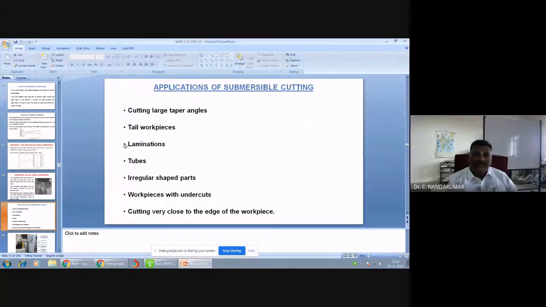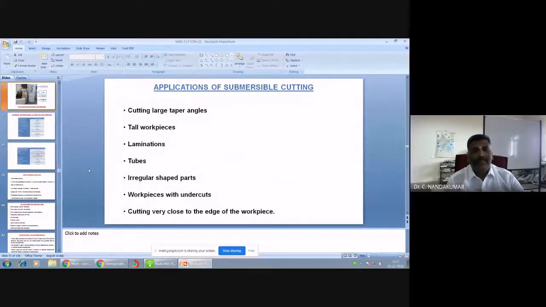So the application of submersible cutting is cutting taper angles. In dry cutting, it is very difficult. So with submersible cutting, we can do taper angles and tall workpieces and laminations and tubes, irregular shaped parts and workpieces with undercuts, and cutting very close to the edge of workpieces.